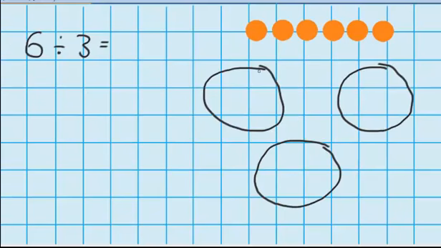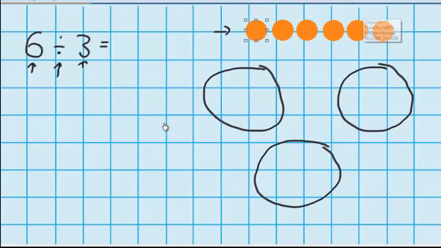This time I want to work out 6 divided by 3. Well, you can see I've got 6 counters over here, and I need to share those 6 counters between 3 groups. And you can see my 3 groups down the bottom over here.